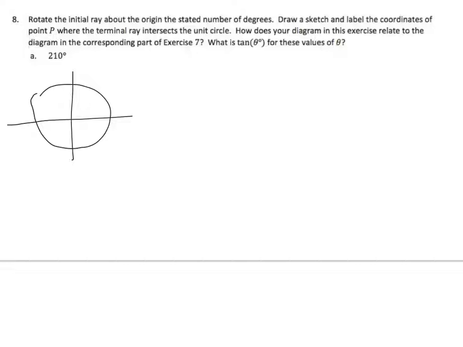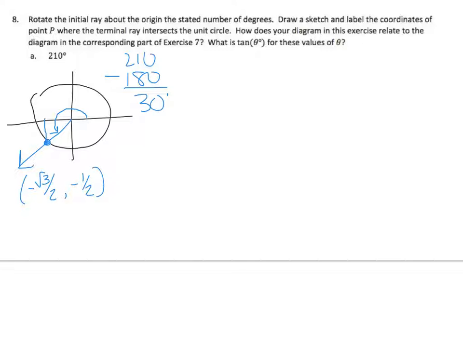It was really good until that last little part there. 210 degrees means we're going all the way over here. And I need my phi. 210 minus 180 is 30 degrees. So our phi is 30 degrees. So point P is going to be, our x value would be negative root 3 over 2, and our y value is negative 1/2, right?